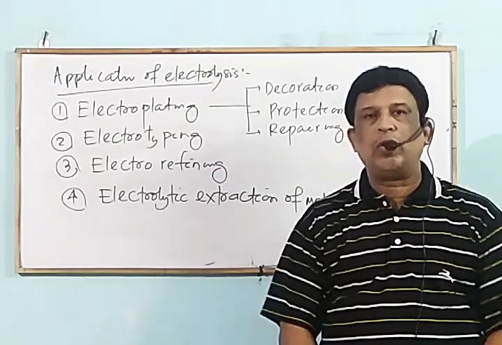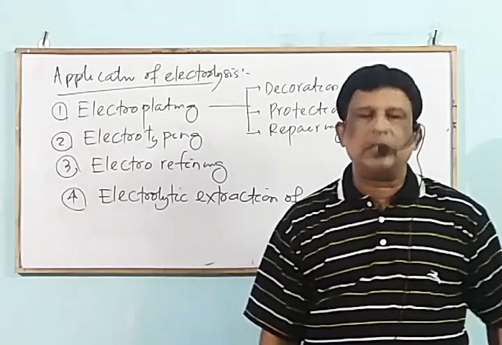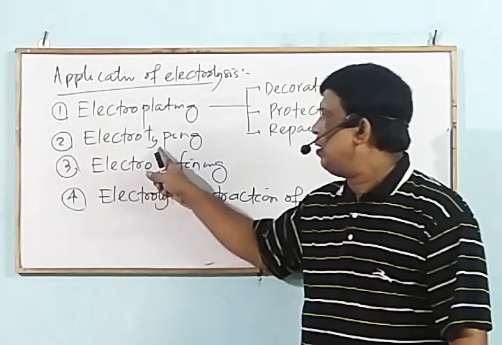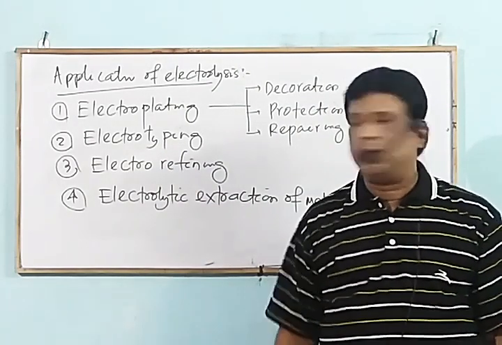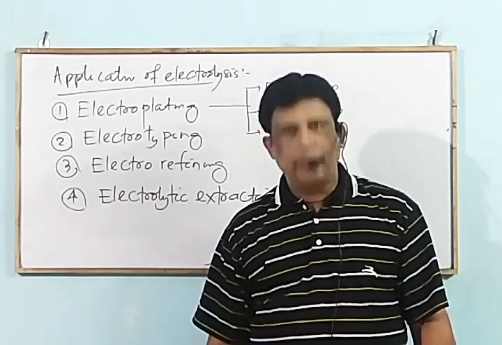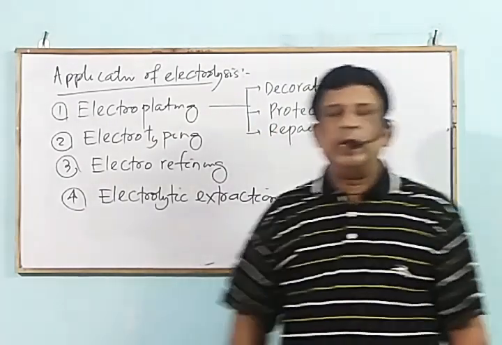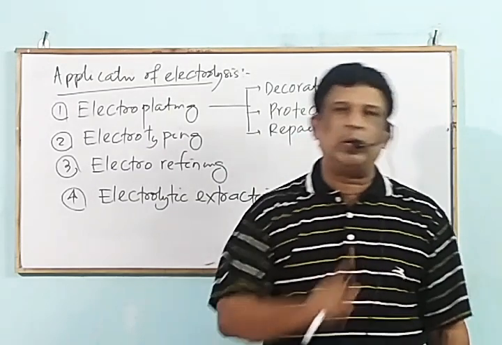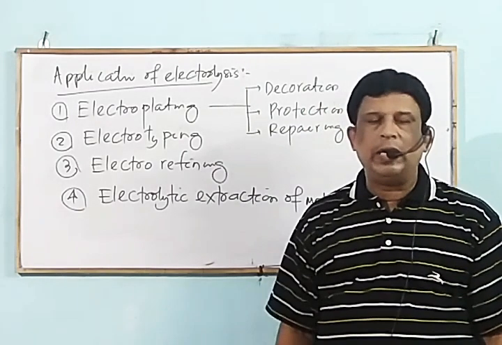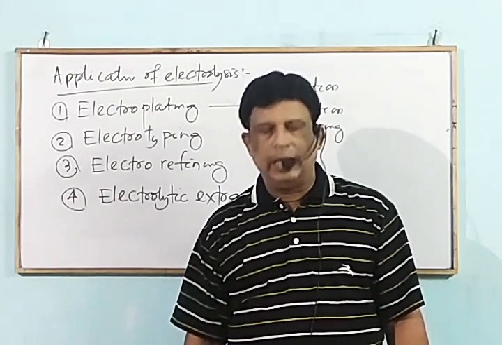In addition to electroplating, next one is electrotyping. In a printing press, or in a typewriter, the letters are prepared by the process of electroplating. Next one is electro-refining, purification of metal by the help of electrolysis. Last one is electrolytic extraction, meaning extraction of metal from its ore by the process of electrolysis is known as electrolytic extraction of metals. These are some applications of electrolysis.